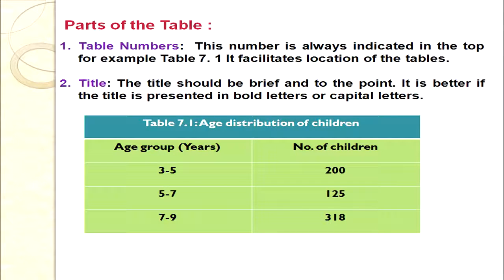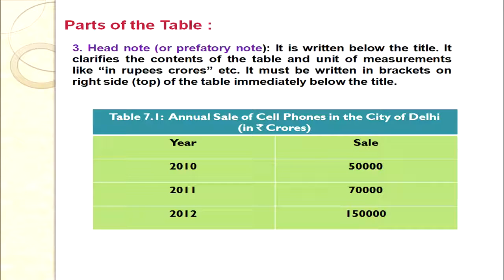Now, after this we are going to discuss the head note. As you can see in the example, the head note is in brackets: in rupees crores. When we talk about the head note, it is written just below the title. So first we are talking about where to write the head note. First we write the table number, then the title, and then the head note. The head note will be just below the title and it will be in brackets.